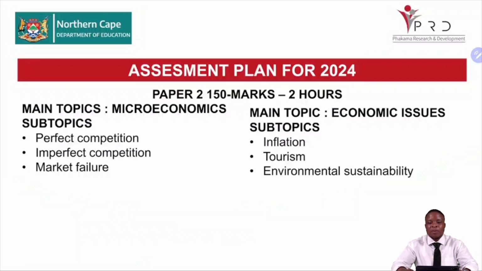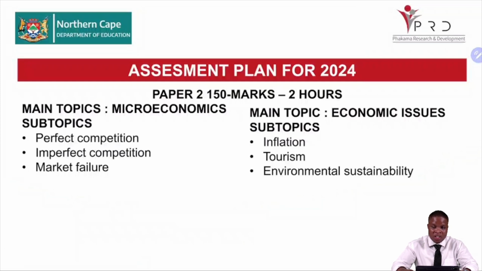This is our assessment plan for 2024. On your paper 2, you have 2 main topics and 6 subtopics. The 2 main topics are your microeconomics and your economic issues. From microeconomics, we have 3 subtopics, which are perfect competition, imperfect competition, and market failure. Then on your economic issues, there are 3 subtopics as well. There's inflation, there's tourism, and environmental sustainability. So these are the 6 subtopics that you need to know prior to writing your exam.